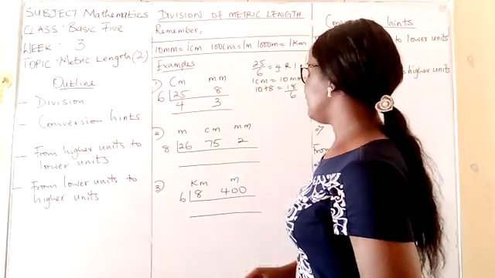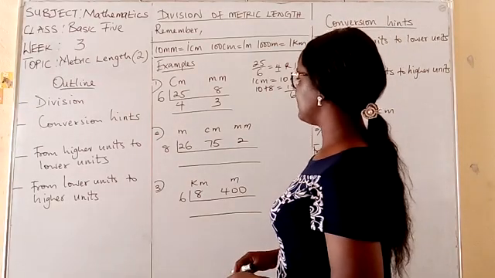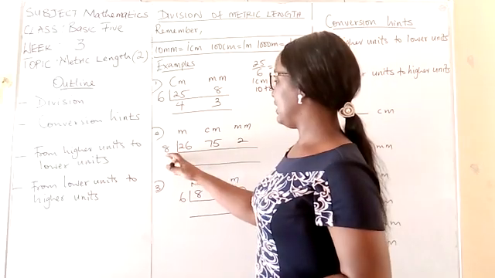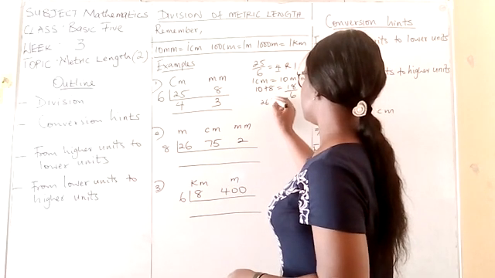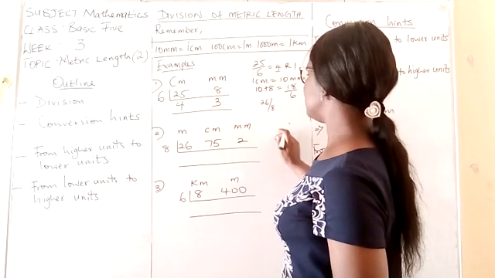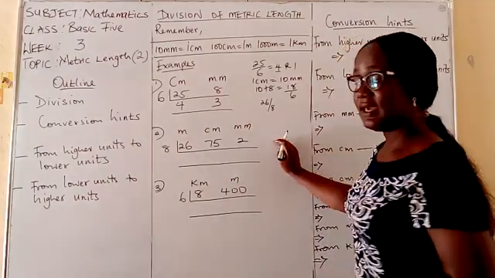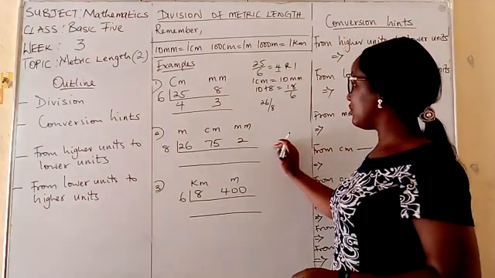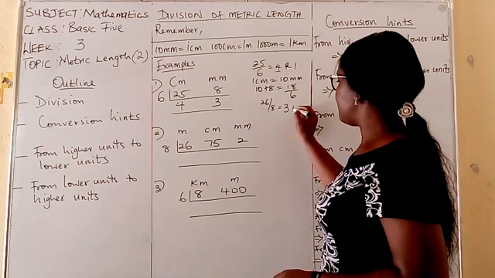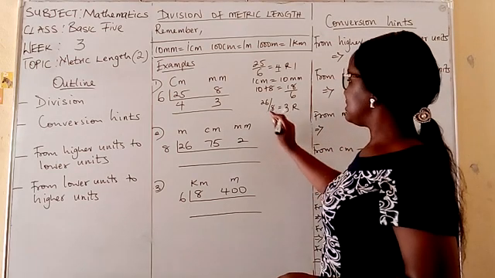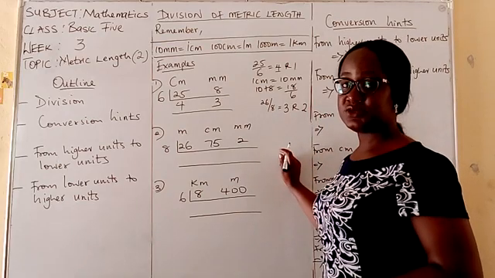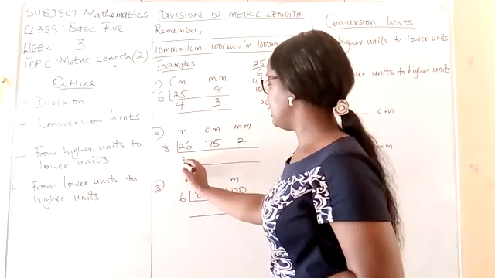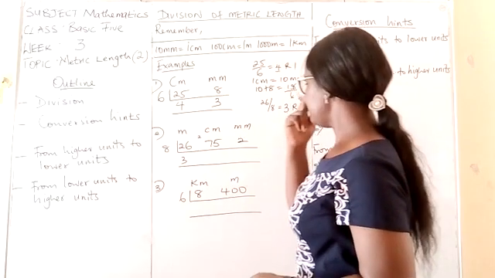Okay, now going over to the next one, we have 8 into 26. How many 8 do you have in 26? Remember, 8 times 3 will give you 24. So we have 3 remainder what? 26 minus 24 is 2, so 3 remainder 2.